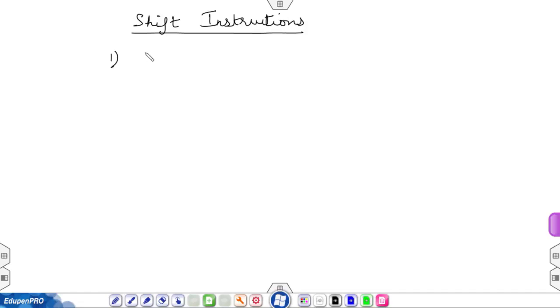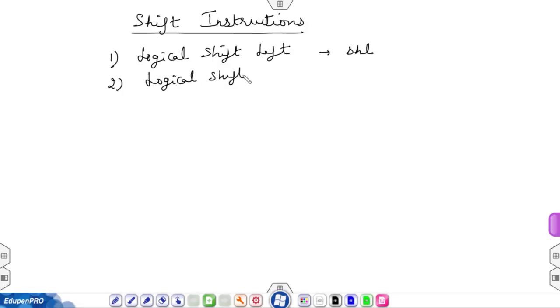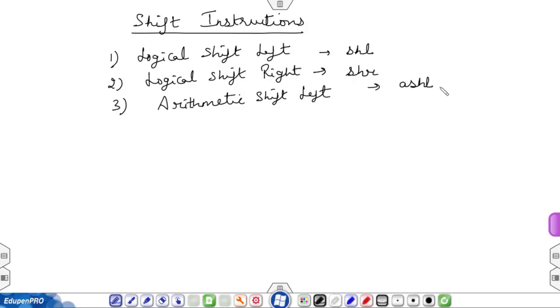First is logical shift left. It is also called the shift left operation. Logical shift left and simple shift left are both the same. It is denoted as SHL. Second is logical shift right. It is denoted as SHR.